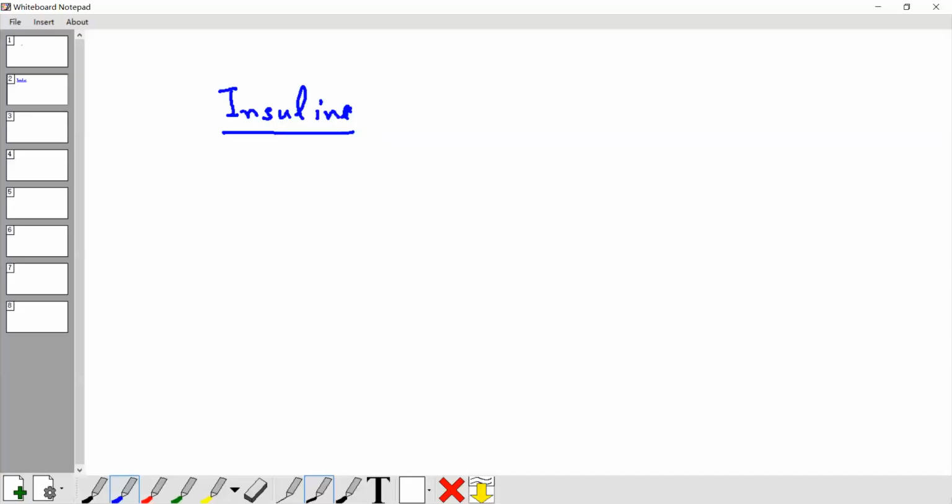Diabetes and management. The drug used in diabetes, insulin, we use for type 1. If the patient needs insulin, the patient does not have insulin in the body, type 1. Yesterday we classified insulin into four types.